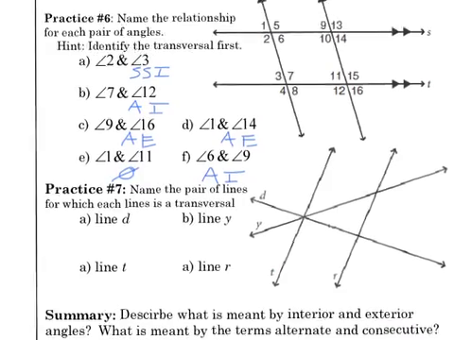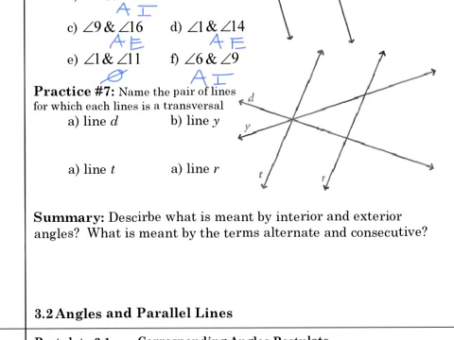Okay, let's move on. Now we're going to talk about identifying a transversal. So I'm going to do the first one with you. And there's a little bit of a typo here. This should say C and this should say D. So name the pair of lines for which each line is a transversal. Well, let's take a look at line D here first.